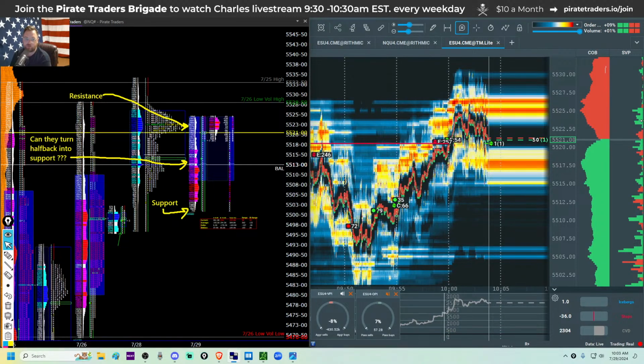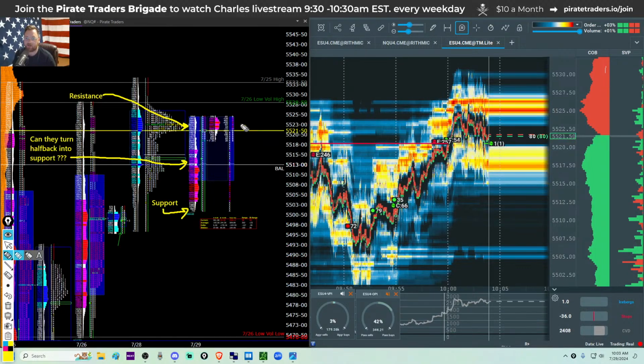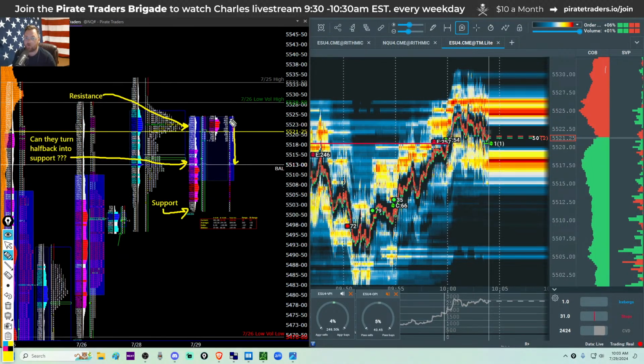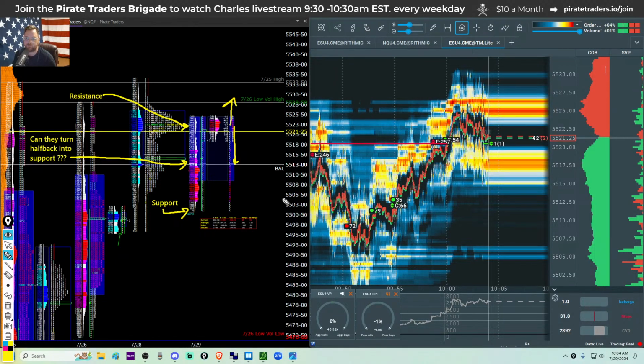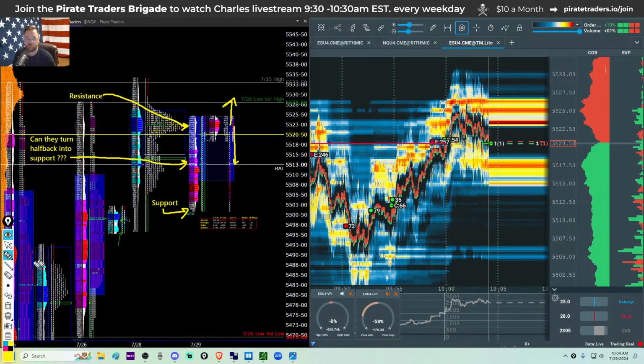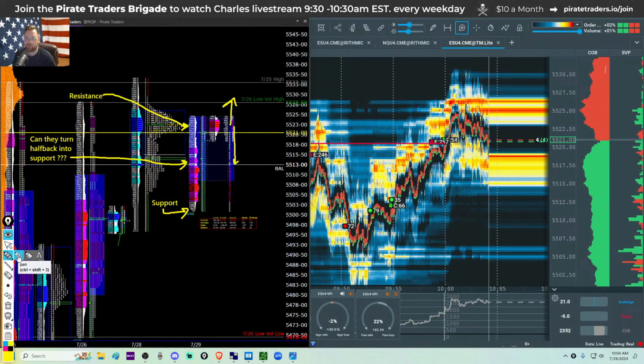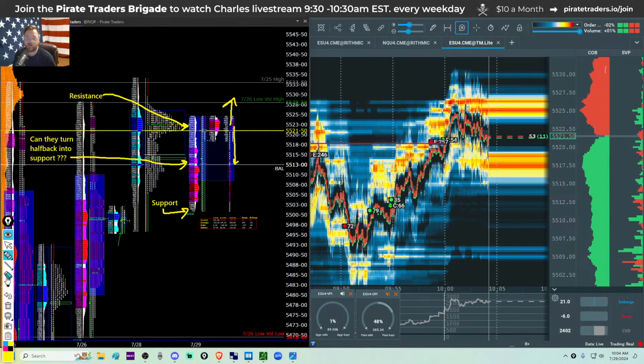We're pushing into resistance. One of two things is going to happen. Either a pullback to the halfback or we break through and we test Friday's high. And that's the only two things that matter to me. Pullback or breakthrough. And it looks like a pullback is what we're going to get.